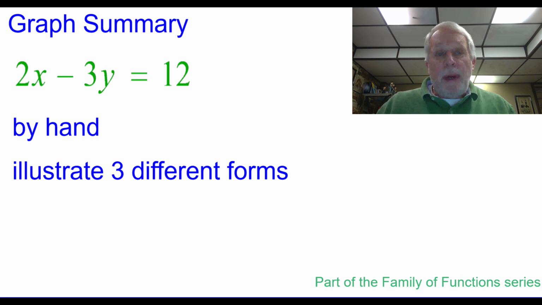This is a graph summary. We're going to graph 2x minus 3y equals 12 by hand and illustrate three different forms of equations. This is part of the Family of Functions series.